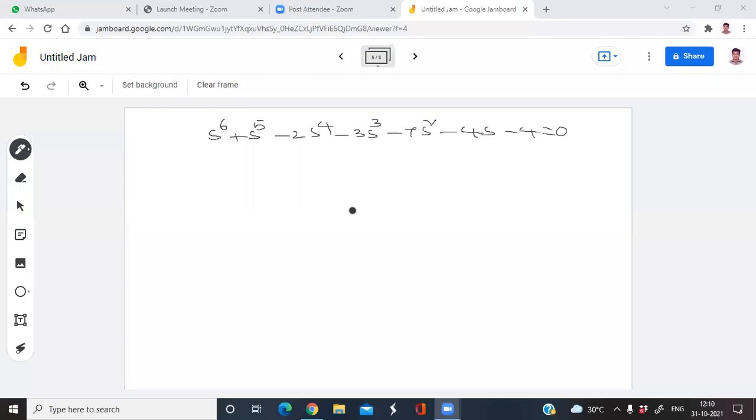Problem: s^6 + s^5 - 2s^4 - 3s^3 - 7s^2 - 4s - 4 = 0. Anyone completed? Construct the Routh array.